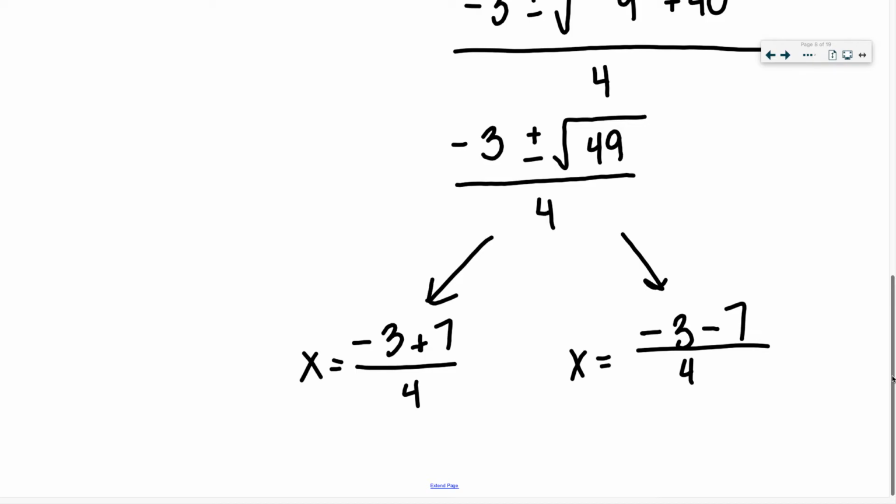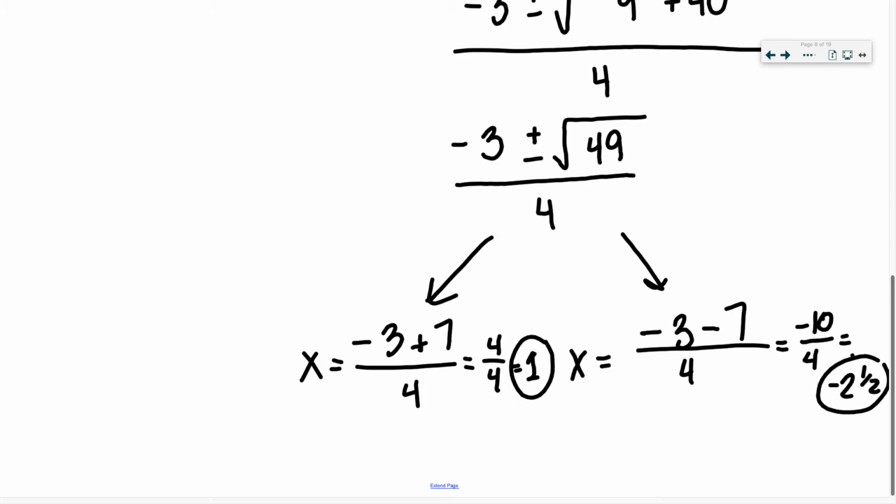So the last thing I can simplify now. -3 plus 7 is 4. So this is 4 over 4. My answer is 1. X is 1. Here, -3 minus 7 is -10. -10 over 4 is -2.5. So our answers here are x is 1 and x is -2.5. I'm going to scroll, even if you're still writing, I'm going to go up to the top and then we're going to go back down together.